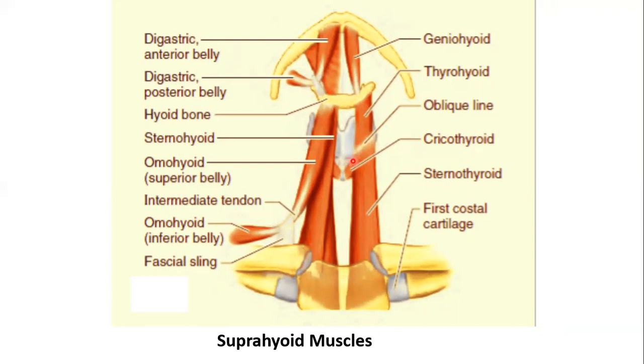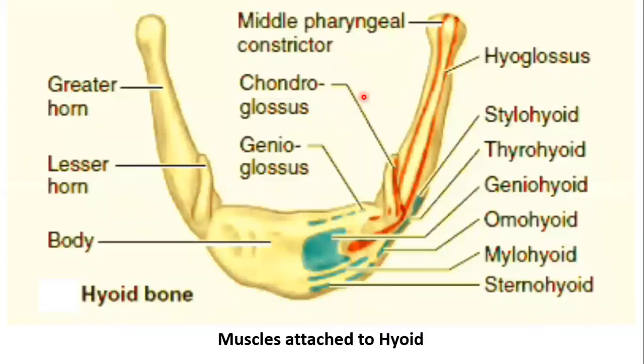And then one muscle is left, which is the thyrohyoid. This is the thyrohyoid. What about that? It takes its origin from the oblique line of the thyroid cartilage and gets inserted into the inferior border of the body and the greater horn of the hyoid. You see the attachment over here. So this completes the attachments of the infrahyoid muscles.